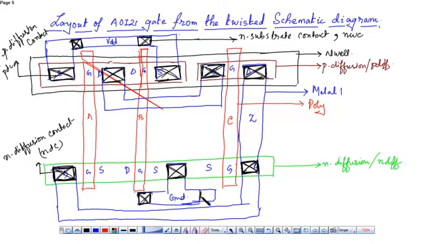So here, this is the P substrate contact, or the PWC contact. This is how you will draw the layout from the twisted schematic. Now let's see how to draw the layout from the normal schematic.